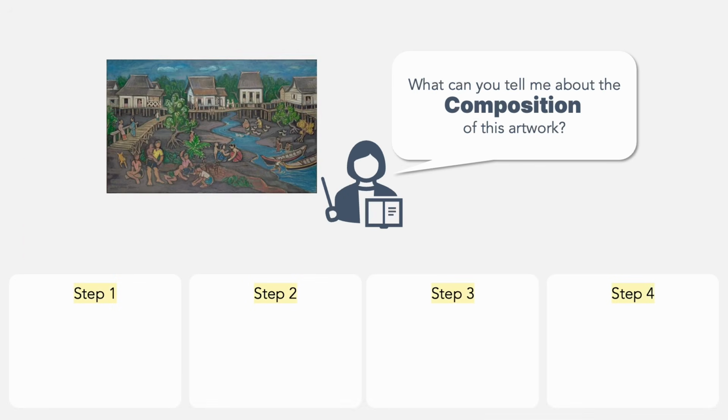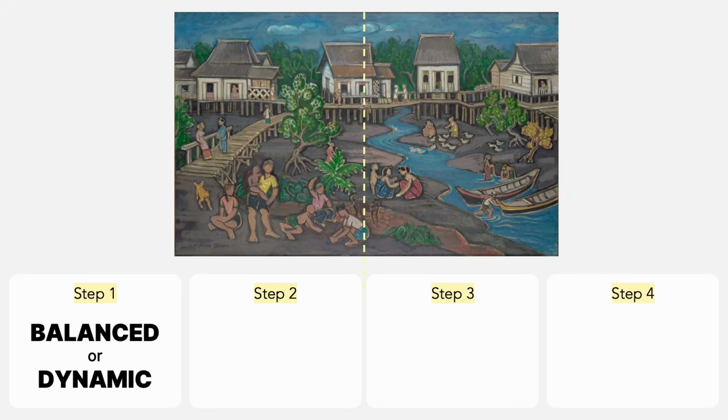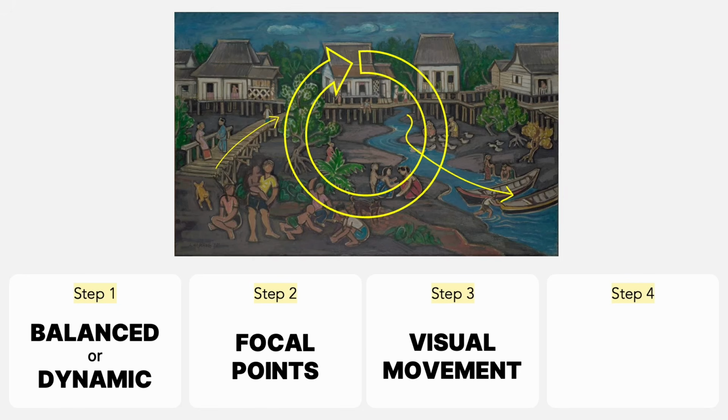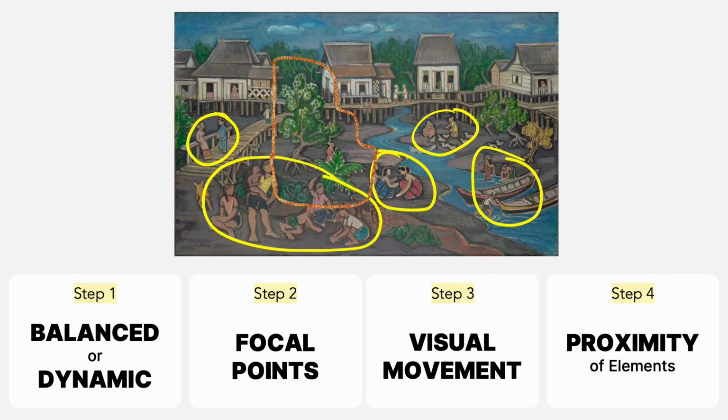Please pause the video to read the paragraph. So, the next time you are tasked to discuss the composition of an artwork, use these 4 steps. Step 1. Balanced or dynamic. Is the artwork balanced, dynamic, or both? Step 2. Focal points. Which areas of the artwork draw your attention? Step 3. Visual movement. How are your eyes moving throughout the artwork? Finally, Step 4. Proximity of elements. Are the elements in the artwork close together, or far apart?